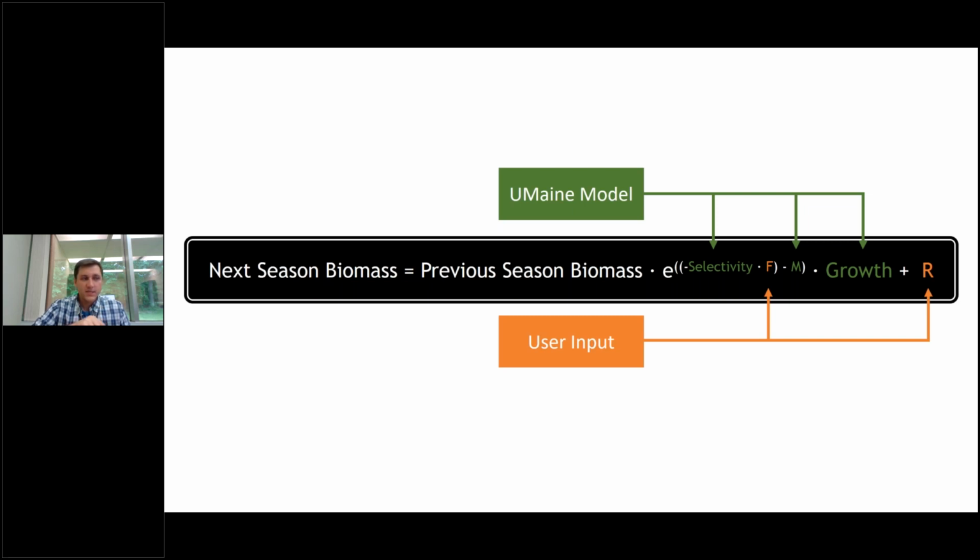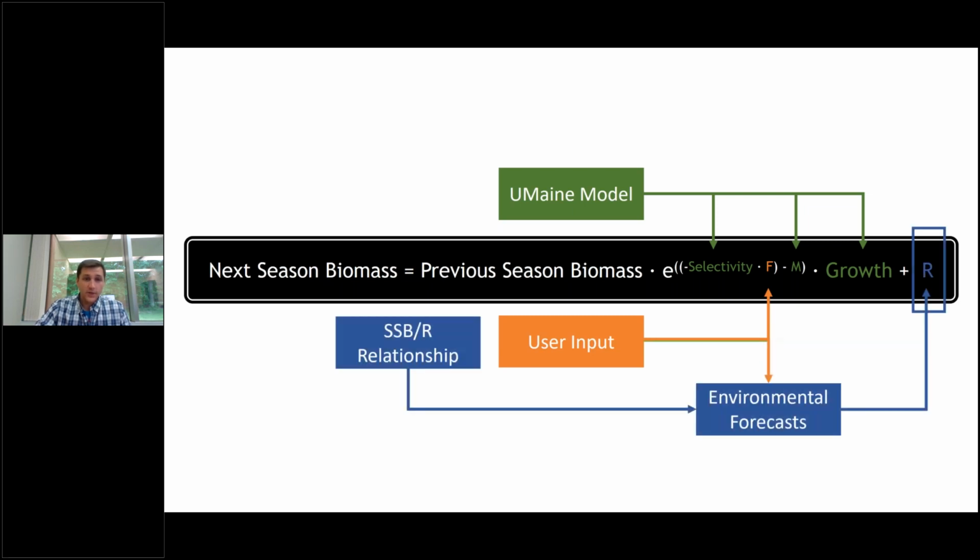A big piece of this puzzle, though, is the environmental data. And we can incorporate that spawning biomass recruitment relationship into the forecasting framework here. And now we have a thermally explicit forecasting model for Gulf of Maine lobster. Now, recruitment estimations can be done iteratively based on calculations of spawning biomass and user input environmental variables, which have been forecasted a priori.